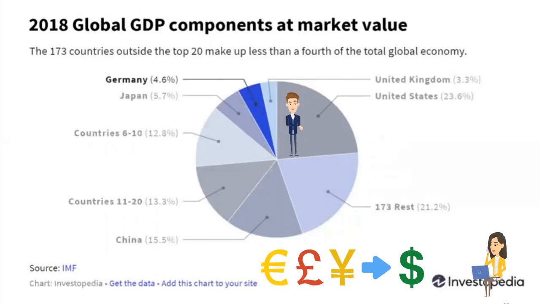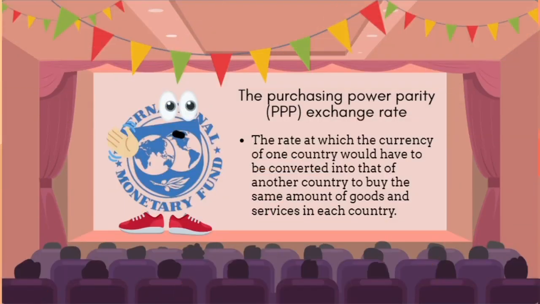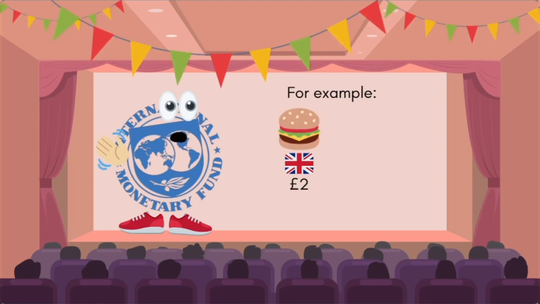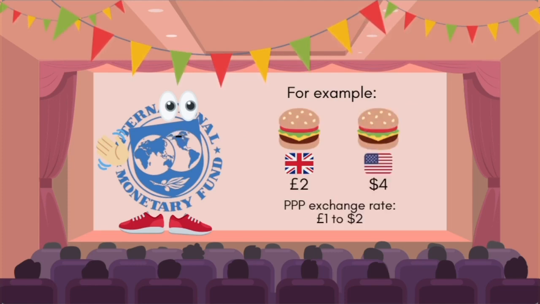One common way is to use the PPP, purchasing power parity. The purchasing power parity, PPP, exchange rate, is the rate at which the currency of one country would have to be converted into that of another country to buy the same amount of goods and services in each country. To understand PPP, let's take a commonly used example, the price of a hamburger. If a hamburger is selling in London for £2 and in New York for $4, this would imply a PPP exchange rate of £1 to $2.